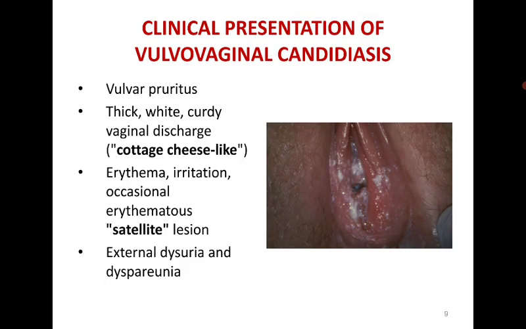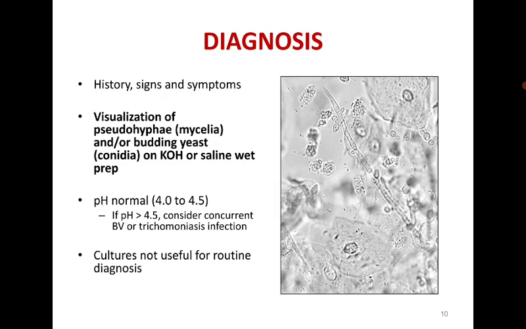Clinical presentation of vulvovaginal candidiasis: it will usually present with vulvar pruritus, thick white curdy vaginal discharge that looks like a cottage cheese like appearance. There will be erythema and irritation; occasionally erythematous satellite lesions are also found, along with external dysuria and dyspareunia. Diagnosis is by history and signs and symptoms: visualization of pseudohyphae, mycelia and or budding yeast on KOH or saline wet preparation.